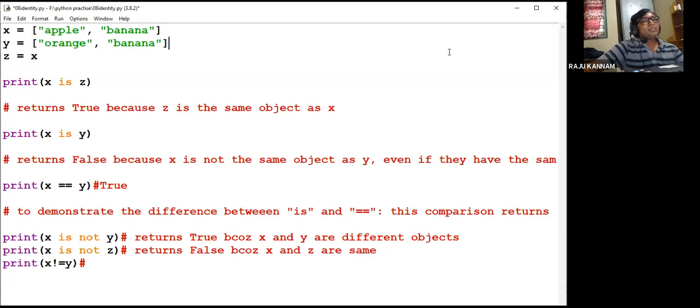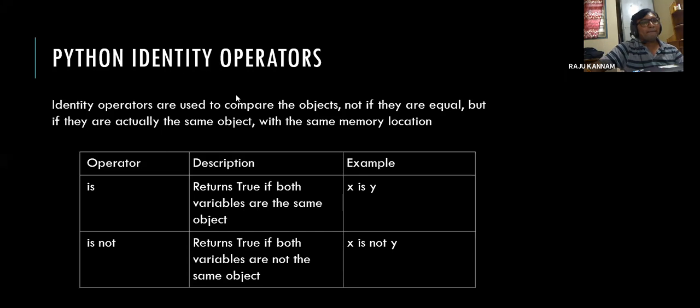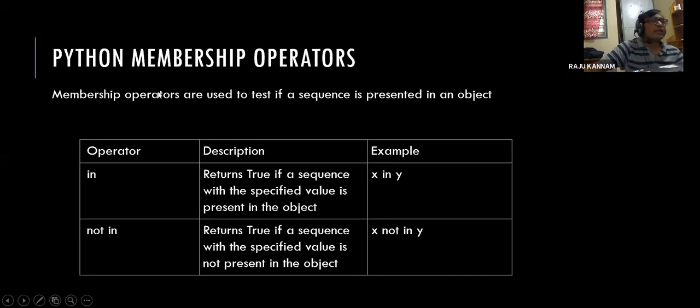All right, now let us go back to the PPT. So the identity operator is over. Then the membership operator. The membership operators are used to test if a sequence is present in an object or not.